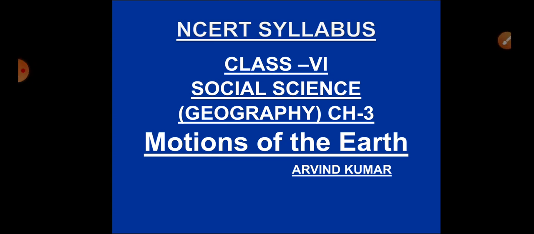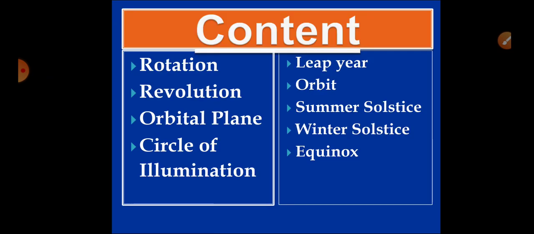Today we are going to discuss our third chapter of geography in class 6th social science book, that is motions of the earth. So we will discuss the motions of the earth in this chapter step by step as per the NCERT syllabus. So first of all, let's see the content of this chapter which we are going to discuss now.